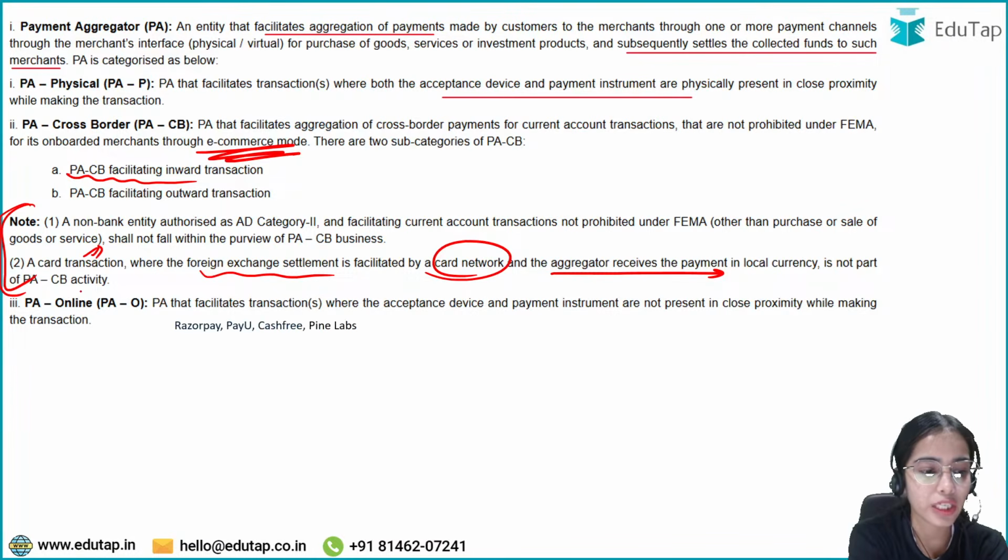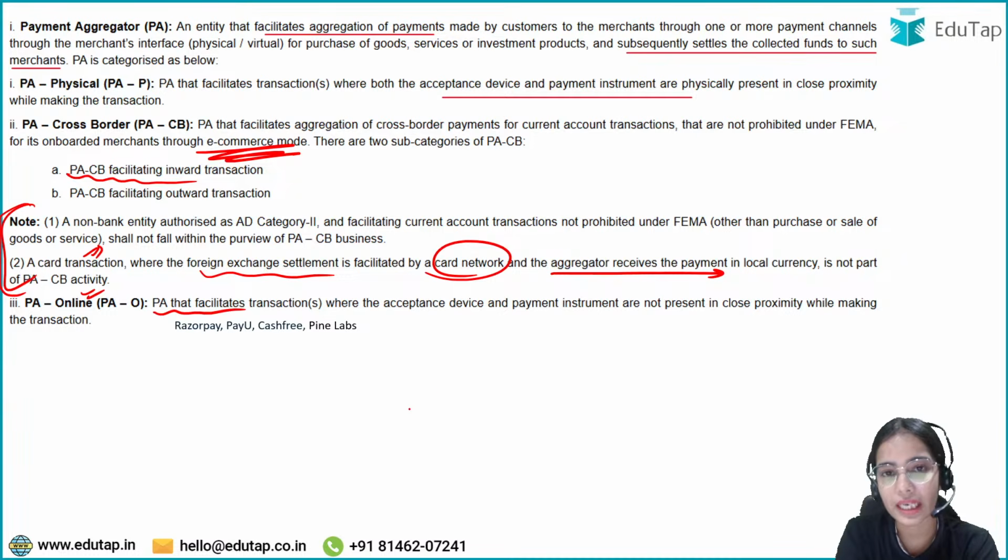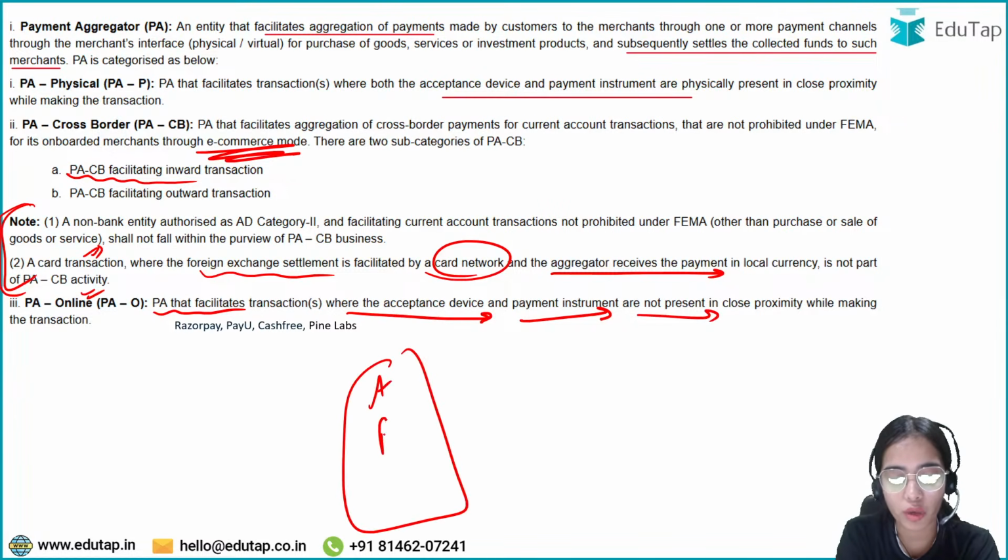Now payment aggregator online. So payment aggregator online, basically payment aggregator that facilitates transactions where the acceptance device and payment instrument are not present in close proximity. You are buying something from Amazon, Flipkart, Meesho, or you are buying something from a website in India as an Indian citizen.